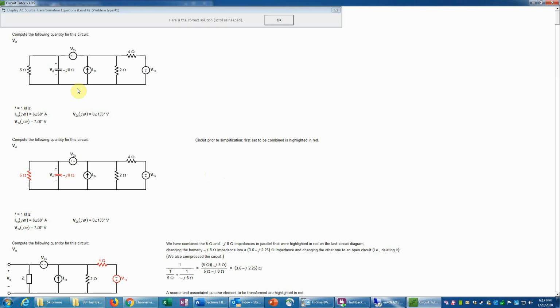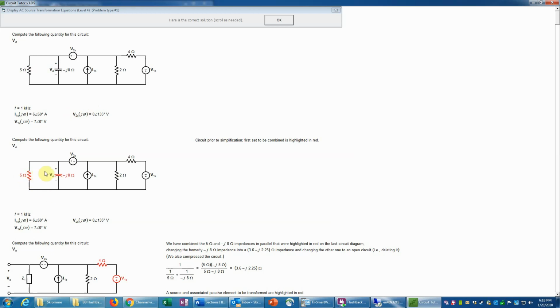So here's a problem. Notice that this problem has been given to us in the phasor domain, which we can see because the impedances are all complex numbers, except for the resistances, of course, which are real numbers. And the source values are given as phasors, namely complex numbers, as opposed to functions of time. So we don't need to translate into the phasor domain or do the phasor transform, but we're going to do source transformations. So first of all, of course, we do simplifications.